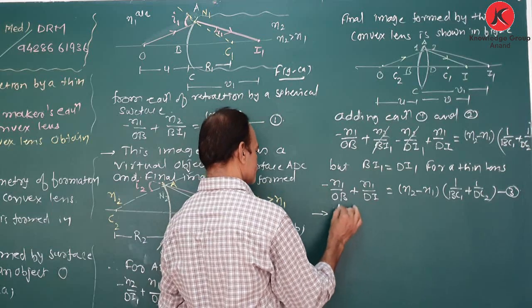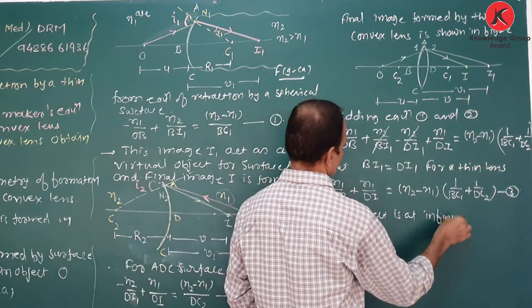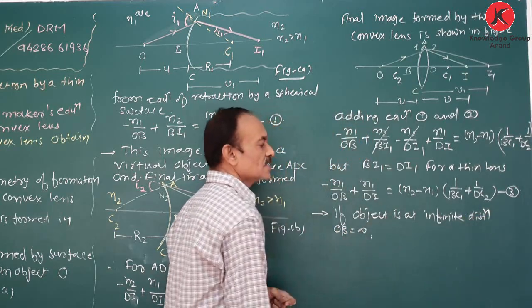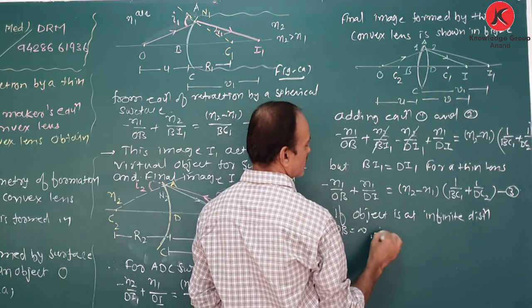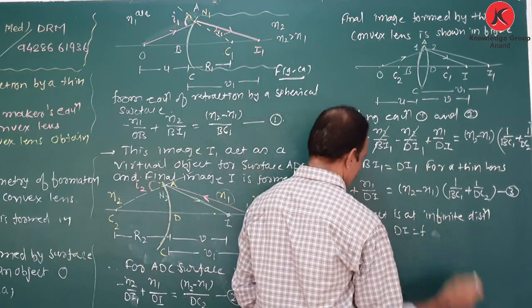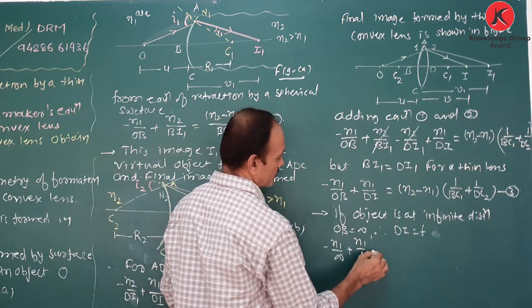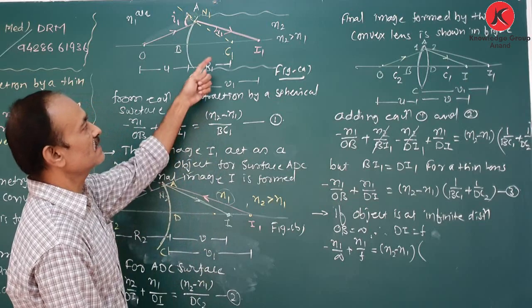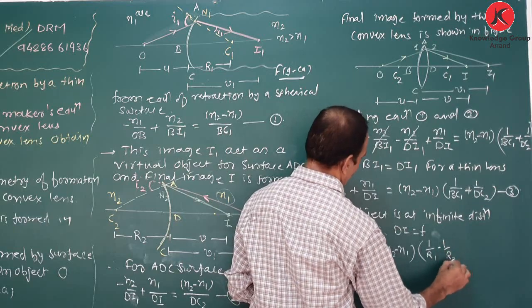Now, if the object is at infinite distance, therefore OB is equal to infinity. So its image is formed on the principal focus. Therefore, DI is equal to F. Therefore, minus N1 upon infinity plus N1 upon F is equal to N2 minus N1 into, BC1 is our R1, BC2 is our R2, 1 upon R1 minus 1 upon R2.